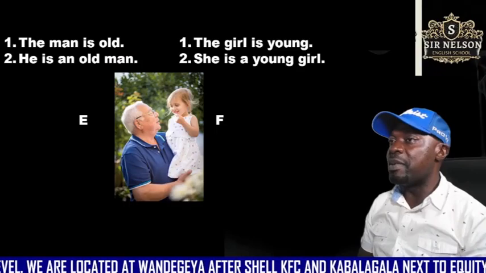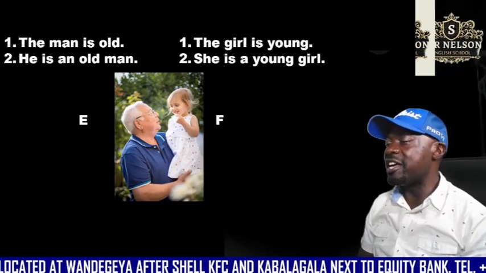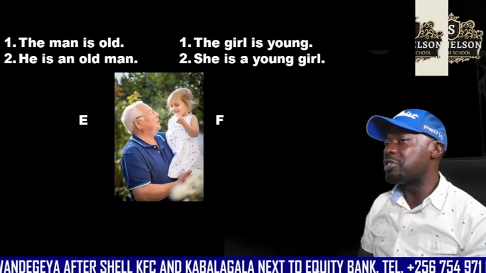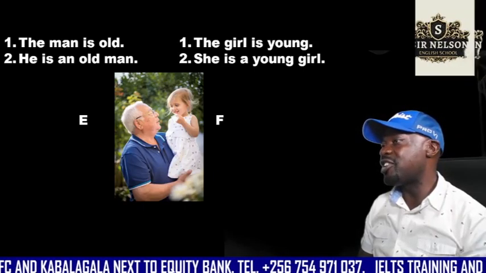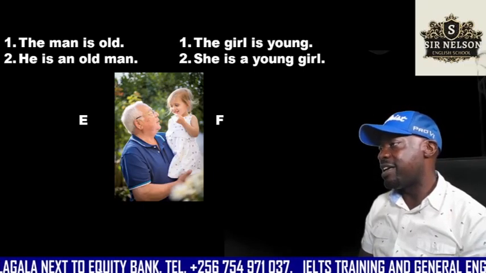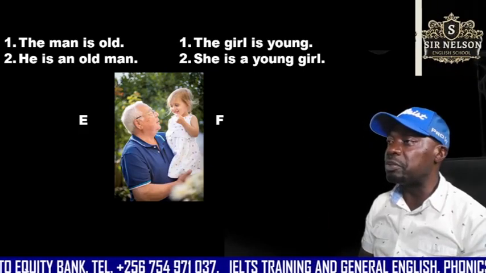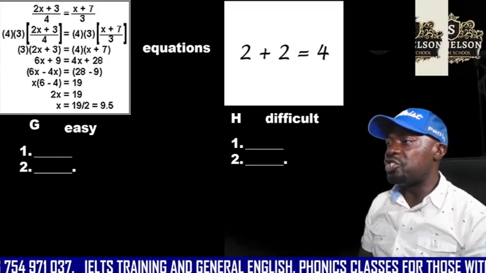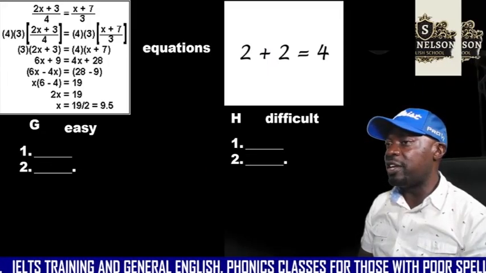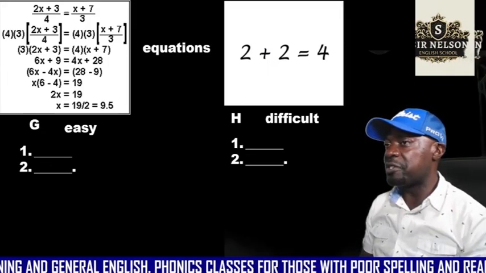E, the man is old. He is an old man. Because he's one, we add the article. Number 2, the girl is young. She is a young girl. The girl is one and countable, so we have to use the article. G and H, follow the example and you try this.